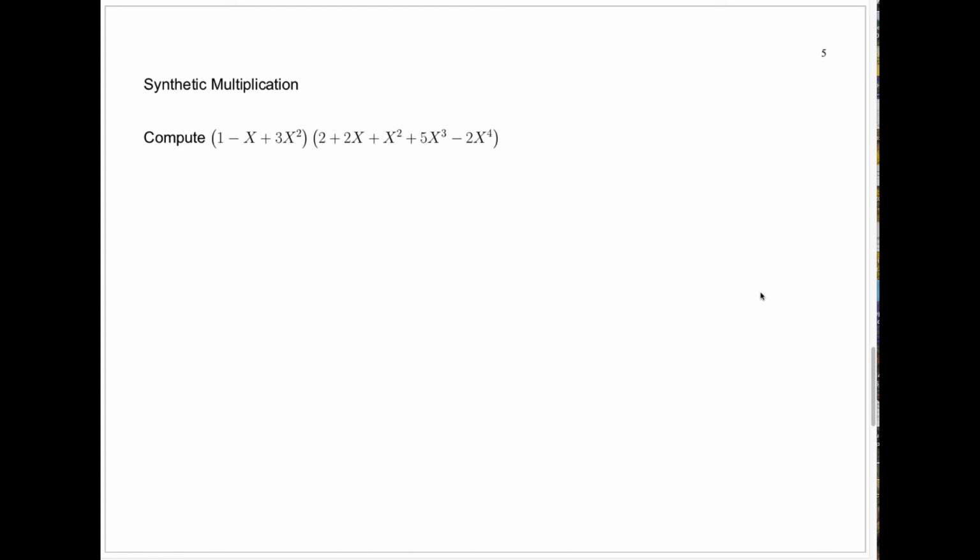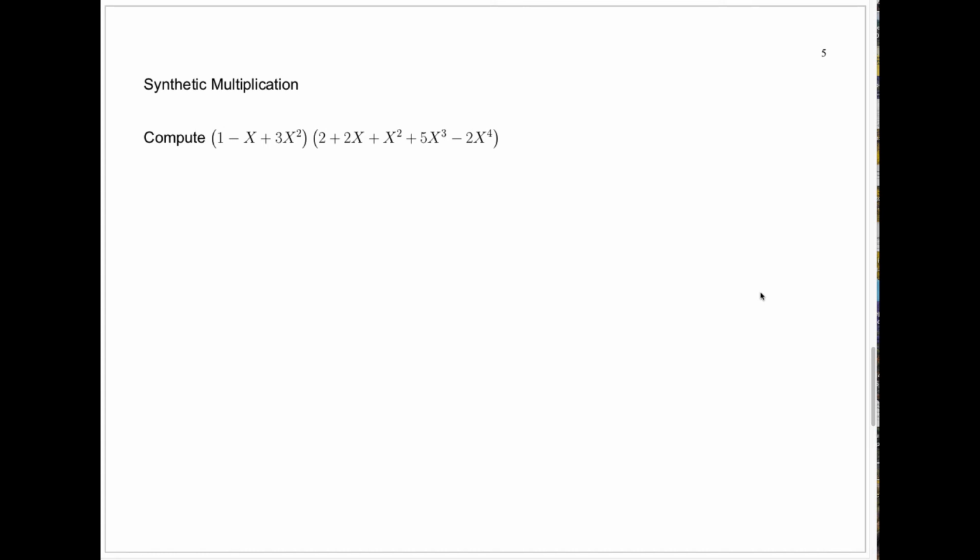In this talk, we're going to talk about how you can do some of this multiplication for polynomials by hand more easily than you might have done in the past. Many of you have probably seen synthetic multiplication, but you might be rusty with it, or some of you might never have seen it at all.